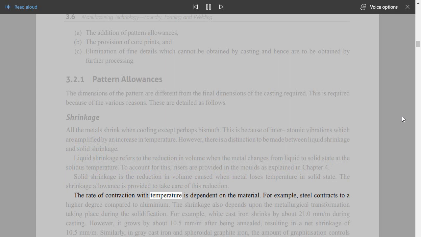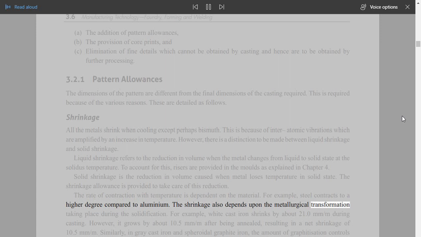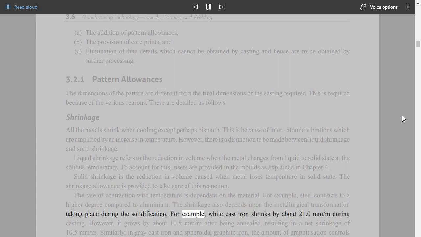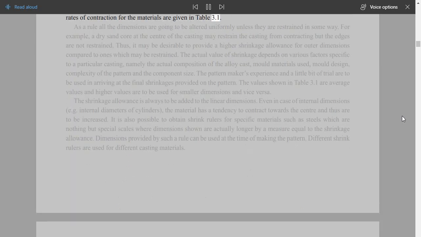The rate of contraction with temperature is dependent on the material. For example, steel contracts to a higher degree compared to aluminium. The shrinkage also depends upon the metallurgical transformation taking place during the solidification. For example, white cast iron shrinks by about 21.0 mm/m during casting. However, it grows by about 10.5 mm/m after being annealed, resulting in a net shrinkage of 10.5 mm/m. Similarly, in gray cast iron and spheroidal graphite iron, the amount of graphitization controls the actual shrinkage. When graphitization is more, the shrinkage would be less and vice versa. The various rates of contraction for the materials are given in Table 3.1.